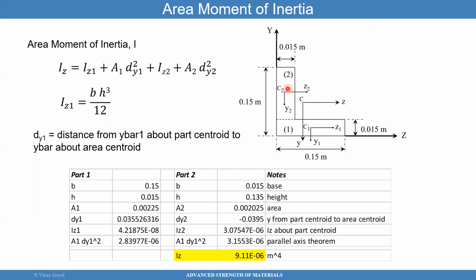So first, let's do each of these rectangles one by one. For part 1, the moment of inertia about Z1 at point C1 is 1 over 12 B H cubed, where the base is this length because the moment of inertia being calculated is about Z1. So we will do that, and what I'll get is 0.15 times 0.015 cubed divided by 12. That's what we got there.